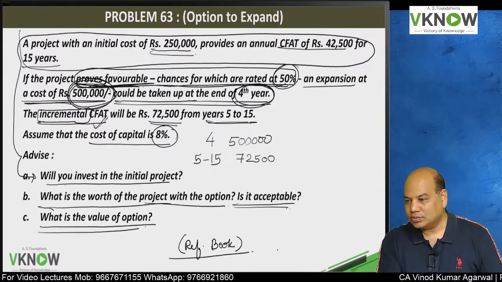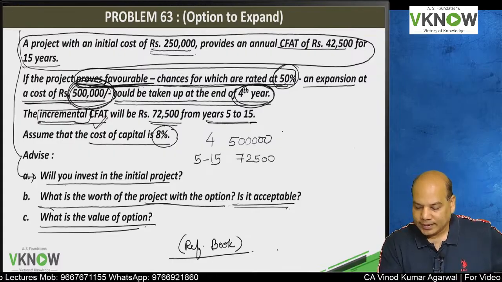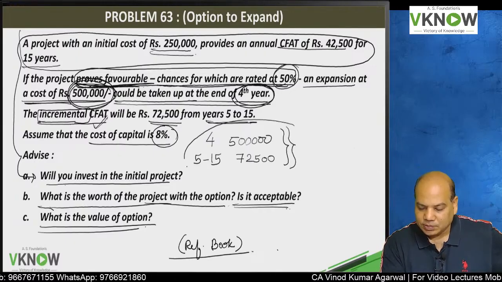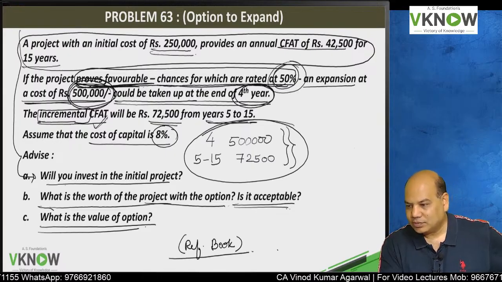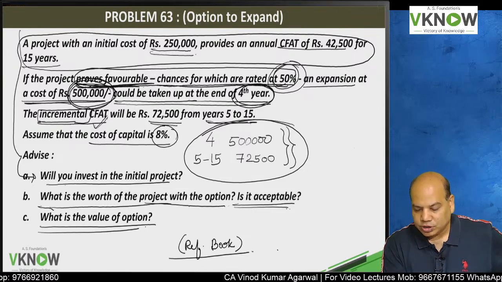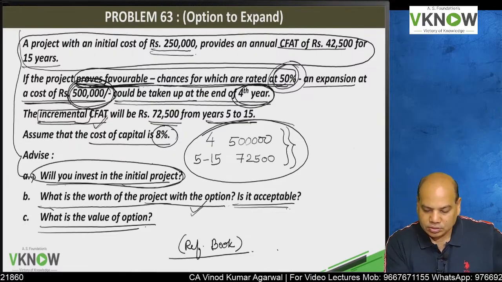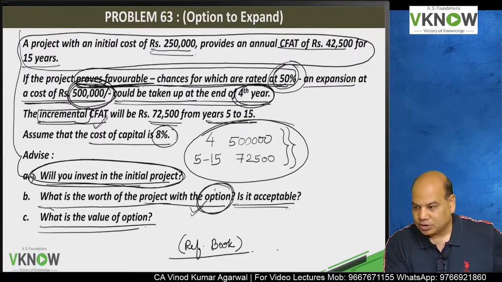Now in this question, we have to check how much NPV we will get if we expand the project, whose probability is 50%. How much NPV we will get if we expand the project? Value of the project with the option will be value of the project without option plus the value of the option.